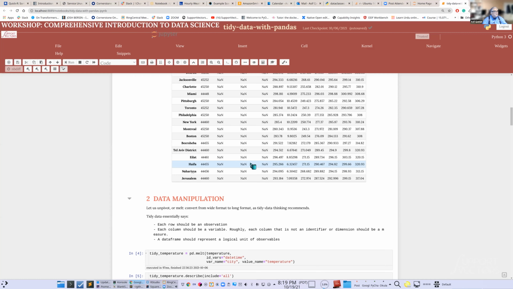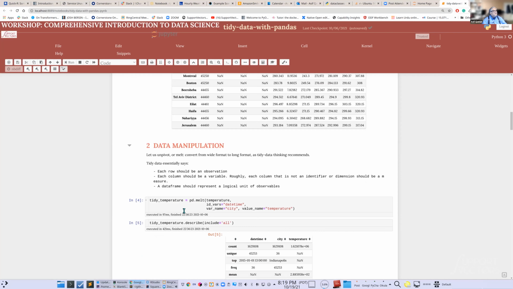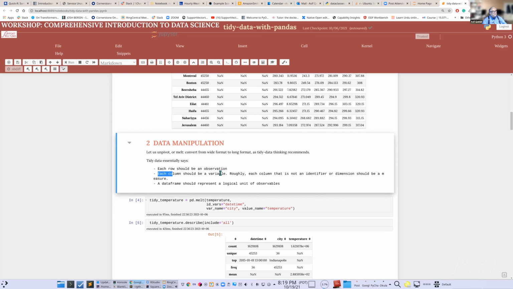But ideally, what do we want? We want the data to be such that each row should be an observation, each column should be a variable. This is the context of tidy data, guys. Roughly, each column that is not an identifier or dimension should be a measure. A data frame should represent a logical unit of observables.